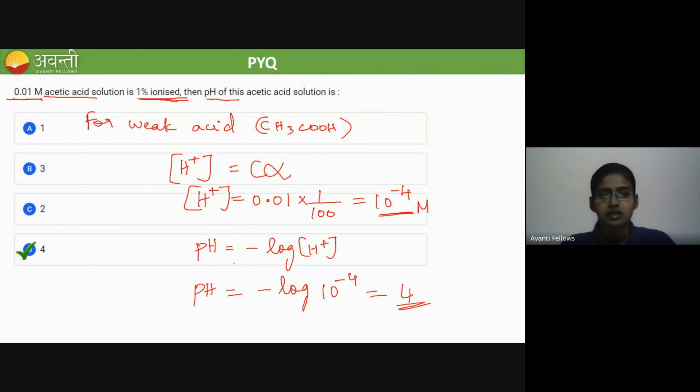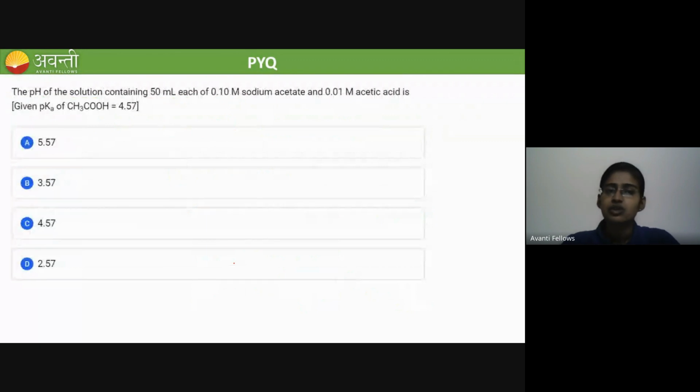Okay. The pH of the solution containing 50 ml each of 0.10 molar sodium acetate and 0.01 molar acetic acid is... Acetic acid is a weak acid and sodium acetate is a salt of weak acid and strong base. Right. What is the formula for sodium acetate? CH3COONa. This is from weak acid and this is from strong base. So for this, we have to find out the pH.